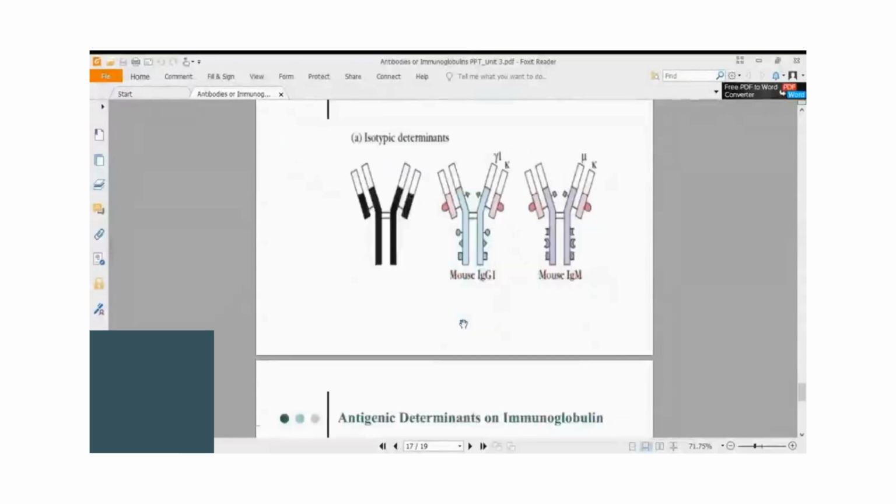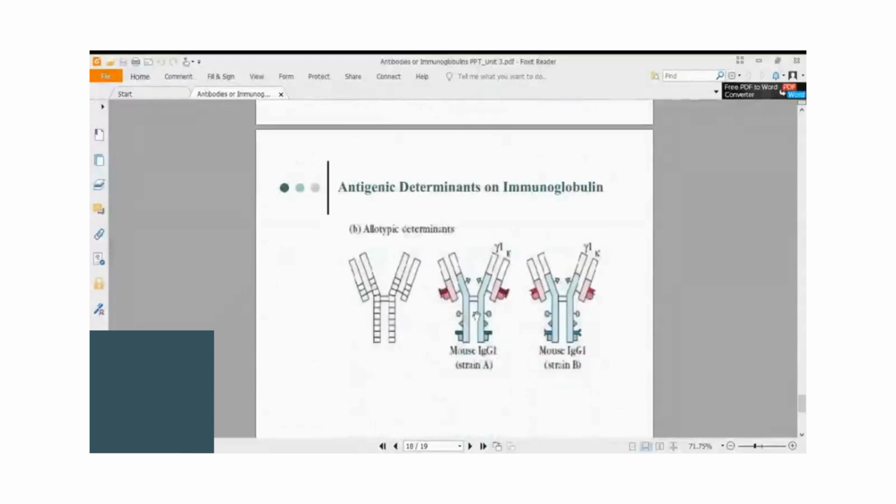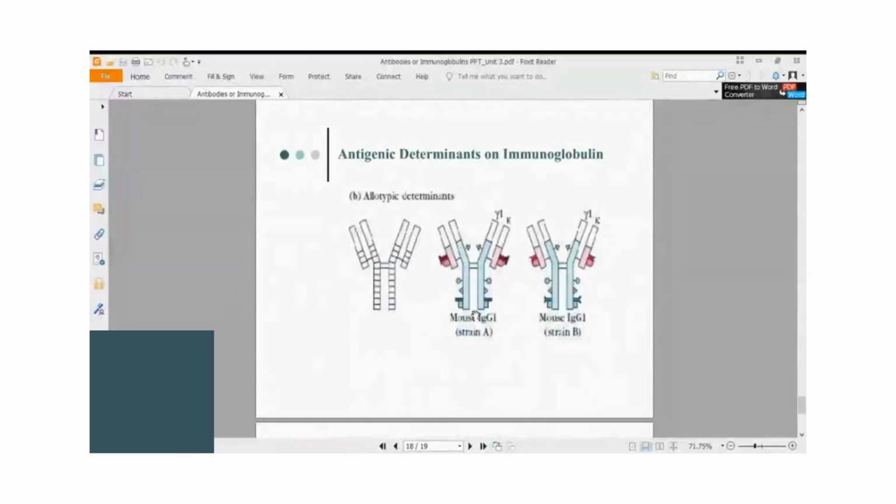Now we will talk today about the allotypic determinants. What is meant by allotypic determinants? It is these determinants that subclassify each immunoglobulin into subtypes. But there are only 2 classes of immunoglobulins which have subtypes.